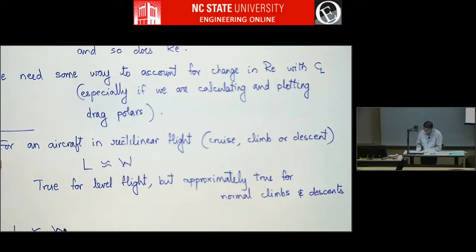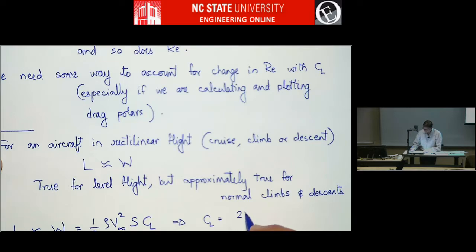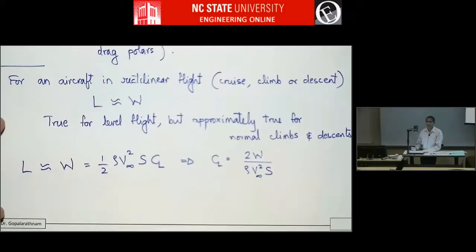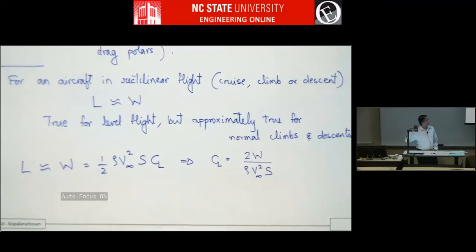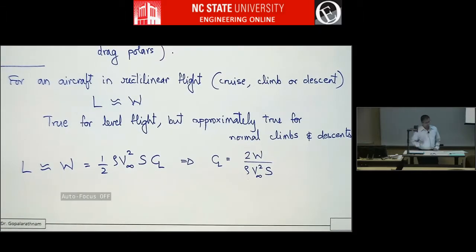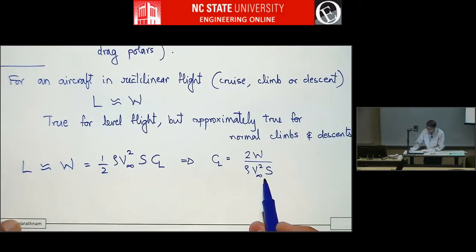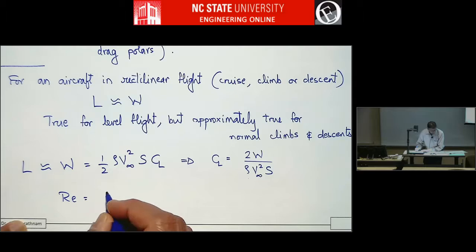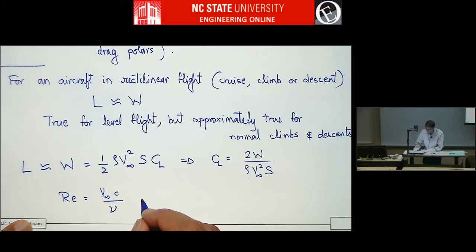So if we write lift is equal to weight and write that as half rho V infinity squared S CL, then we can write lift coefficient as 2W over rho V infinity squared S. So now this is the equation for lift coefficient, and Reynolds number is V infinity C over nu, this nu from the previous page, and C is the chord.